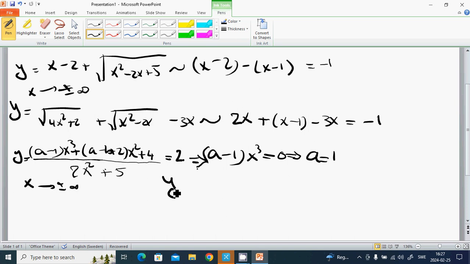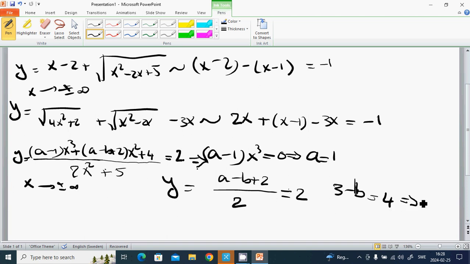Now we can see that y is a minus b plus 2 divided by 2, and this is equal to 2. Then a is 1, 3 minus b equals 4, then b equals minus 1. Then y equals 4x squared plus 4 divided by 2x squared plus 5. Okay.